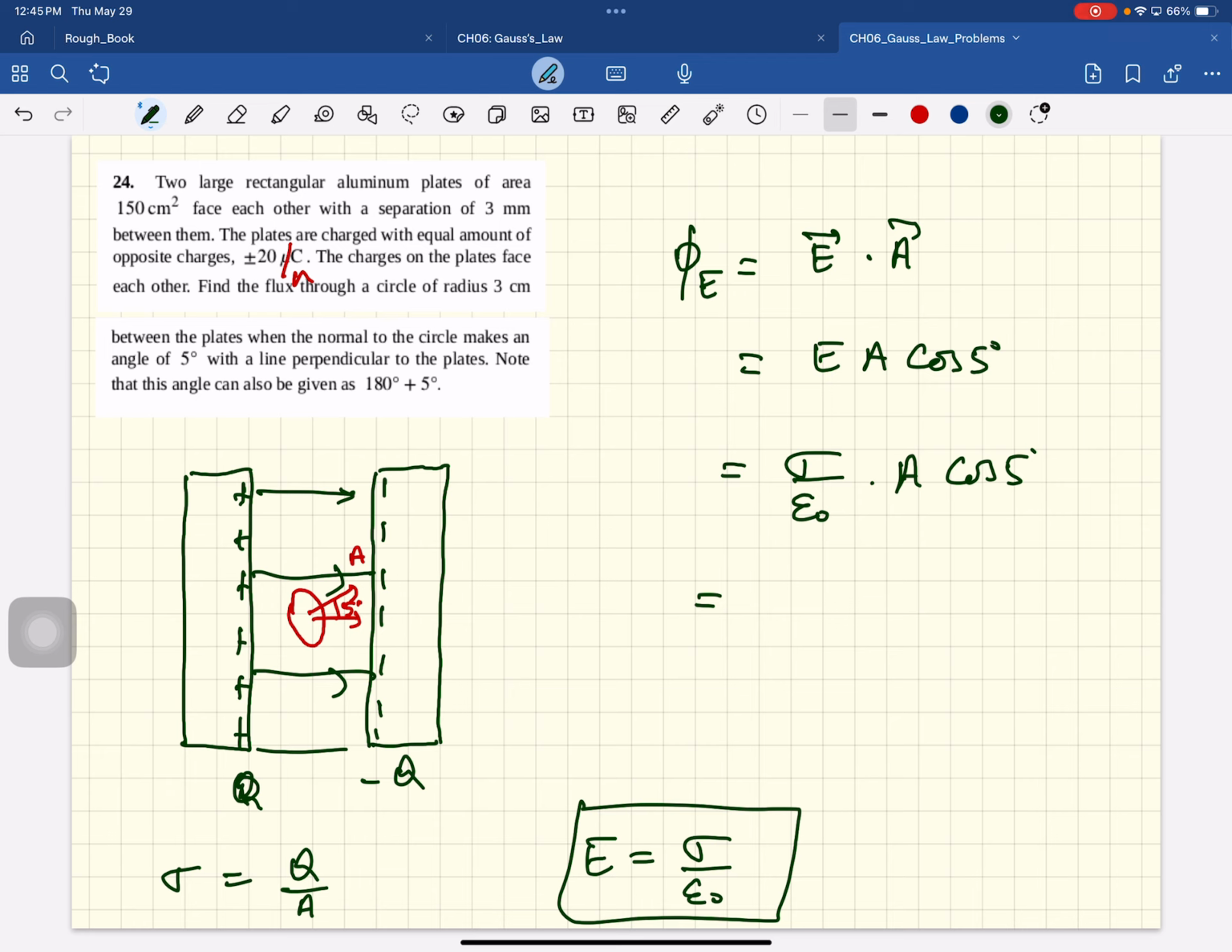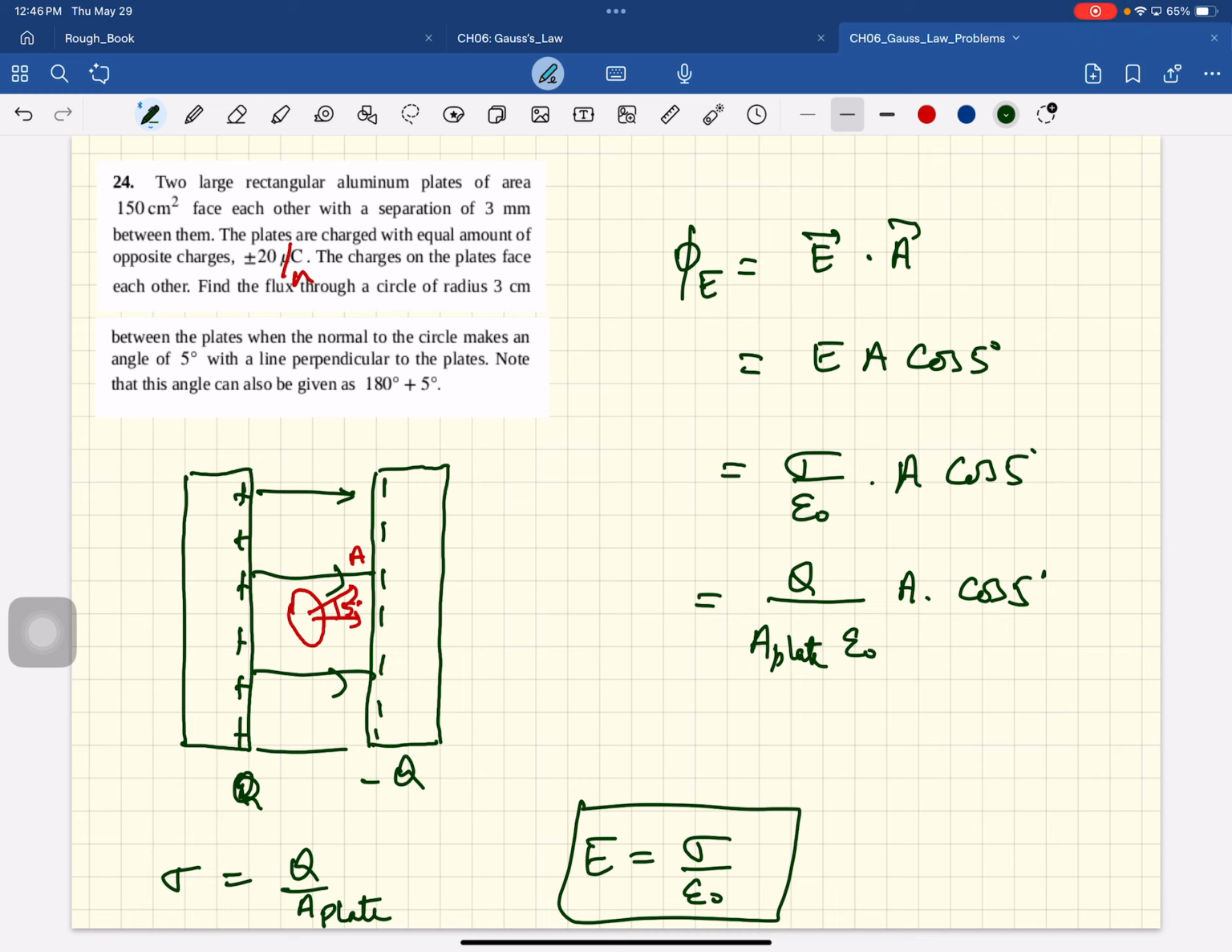Okay. So this area is the area of the plate. Okay, so Q over area of the plate, epsilon naught, and this area is that area times cosine 5. So there's two different areas going on. All right. So now we can calculate the flux.